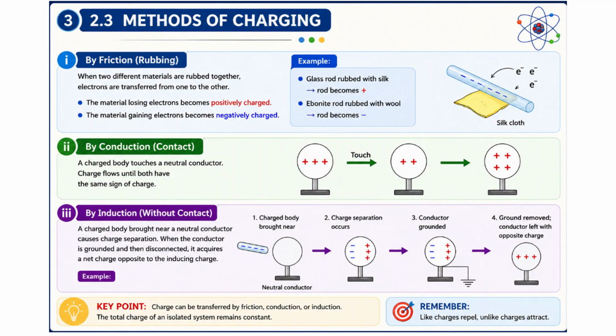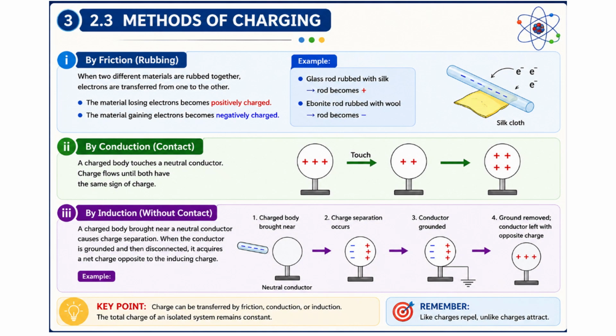The material that loses electrons ends up with a deficit of negative charge. In that case, it becomes positively charged. Second rule or condition, the material that gains those electrons ends up with an excess, so that it becomes negatively charged. Okay? So let's look at the classic example as shown on my slides.